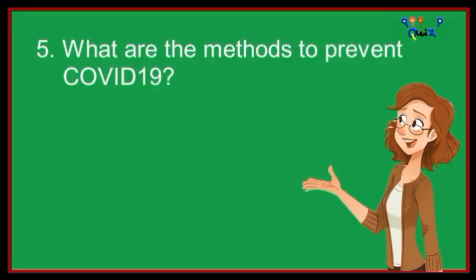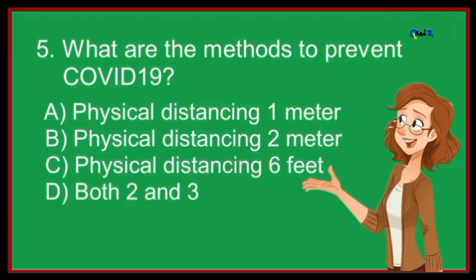What are the methods to prevent COVID-19? Options are, Option A is physical distancing 1 meter, Option B is physical distancing 2 meters, Option C is physical distancing 6 feet, Option D is both 2 and 3. The correct option is Option D.